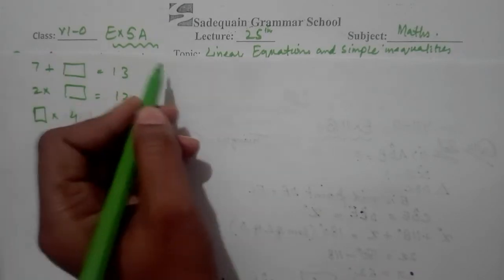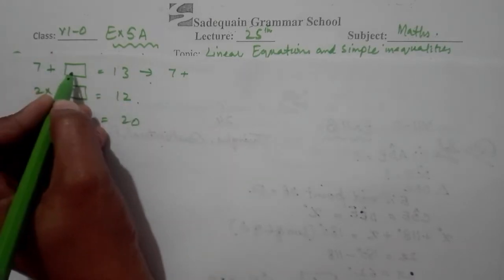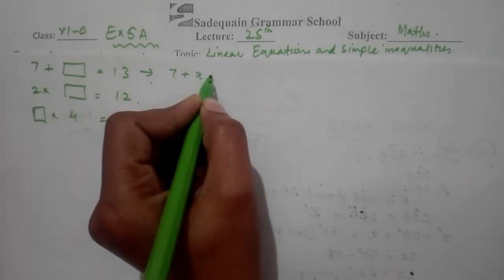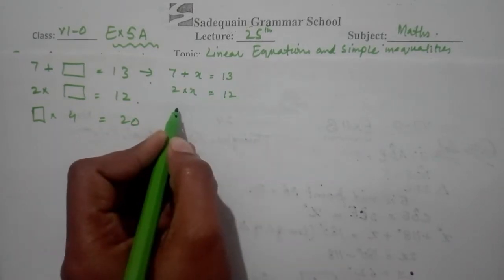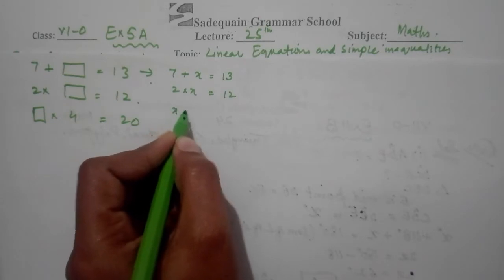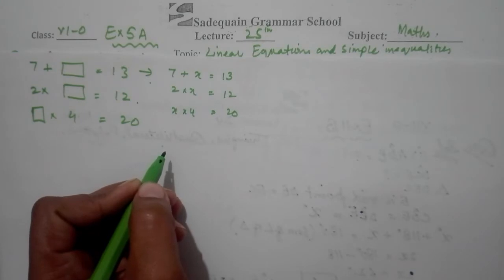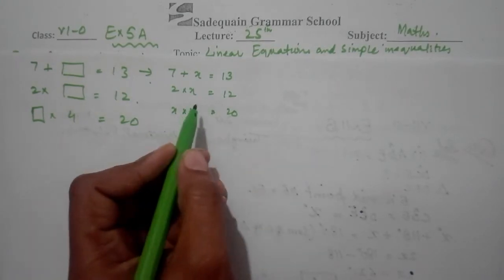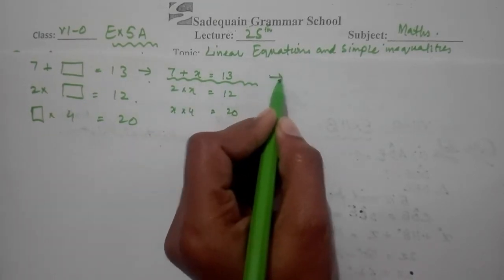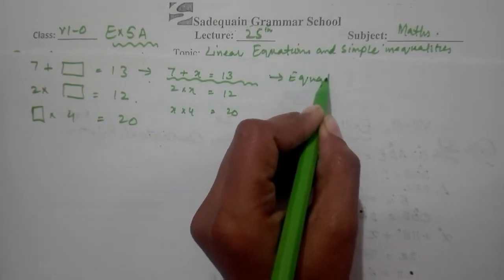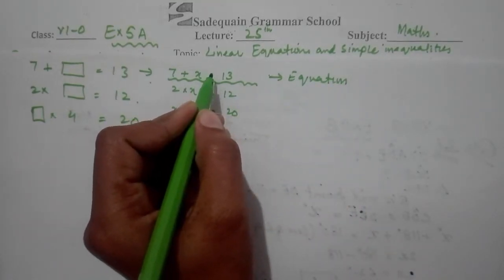Okay? But if I replace this blank, because we don't know this value, I can write it like this. Here I can write it like this, and here I can write like this. Okay? So here what are we getting? We are getting equations like this. This is an equation. Any expression, any statement which has an equal sign is called an equation.